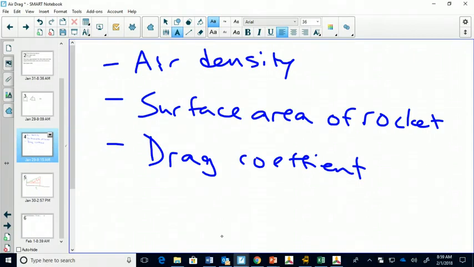So let's talk about air density. Give me a raised hand. Those of you who were in that group, or a couple of you from that group, what do we mean when we're talking about air density?